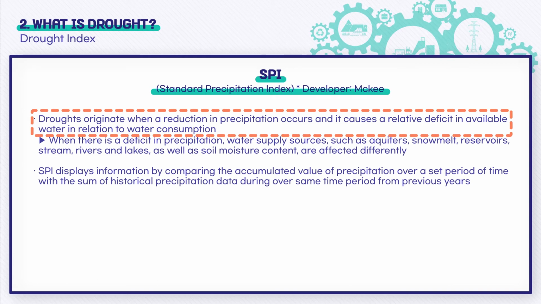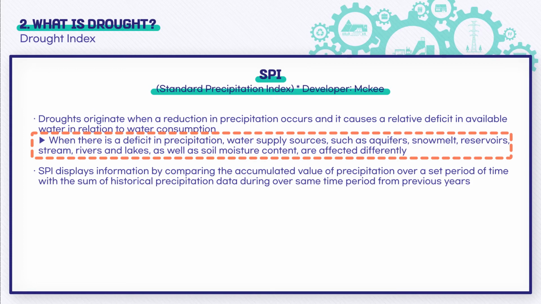SPI is derived from the understanding that droughts originate from a reduction in precipitation, which in turn causes a deficit in available water in relation to water consumption. Furthermore, when there is a deficit in precipitation, water supply sources such as aquifers, snowmelt, reservoirs, streams, rivers, and lakes, as well as soil moisture content, are affected differently.